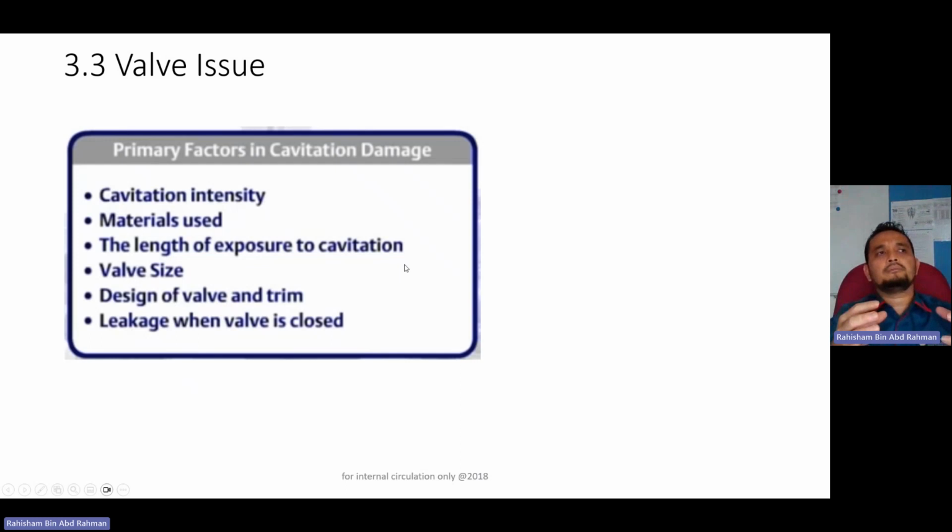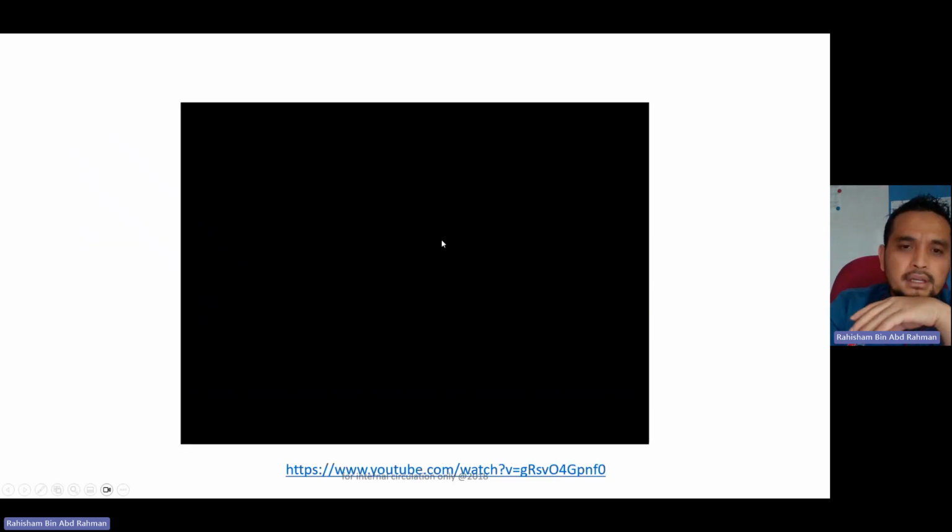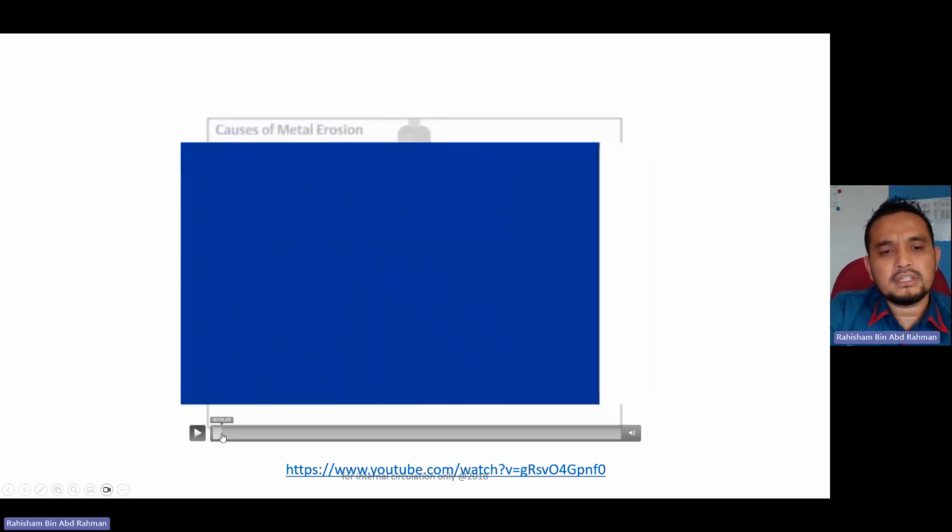For example, we have a small opening and a wide opening, at a long time, a few hours compared to a few months. Of course that will also be different. And then we have the valve size, bigger or smaller, the design of the valve trim, and the leakage while the valve is closed. When you close the valve, sometimes there is a leakage, a small opening, that also triggers the cavitation damage. Okay, this video, I think you can watch.